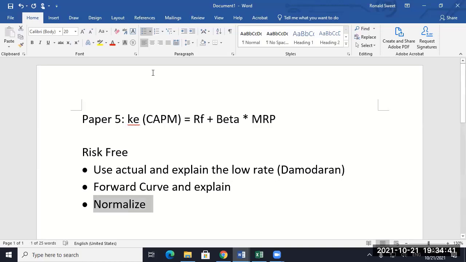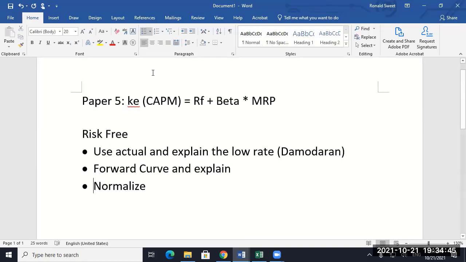So I'm going to take this one out because I don't want you to do it. But if you do it, I'll count it. You probably won't get as many points. I think normalizing has just lost any credibility just because of the length of time we've been at very, very low rates.